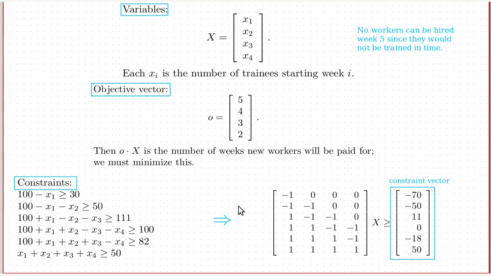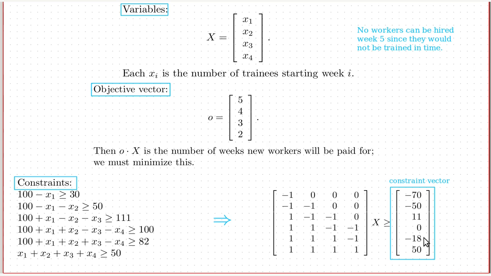And then the coefficients on the left side, like the first row, is going to be negative 1, and there's no x2, x3, x4, so those are all 0. And then we get negative 1, x1, negative 1, x2, and then x3 and x4 do not appear, so their coefficients are 0, and so on. And then, of course, the last constraint says the total number of new accountants hired is at least 50, that's just all ones. We just add up x1 plus x2 plus x3 plus x4. So this is what the constraints look like in matrix form.